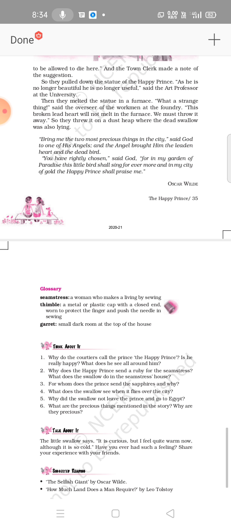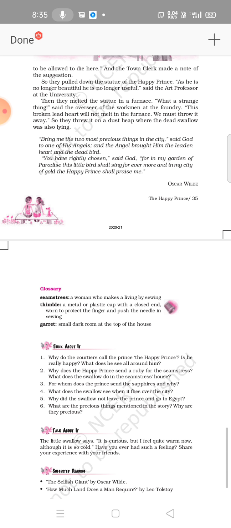Question 3. For whom does the prince send the sapphires and why? The prince sends a sapphire for the playwright who had fainted due to hunger. He sends the other sapphire for the match girl who had lost her matches in the gutter.